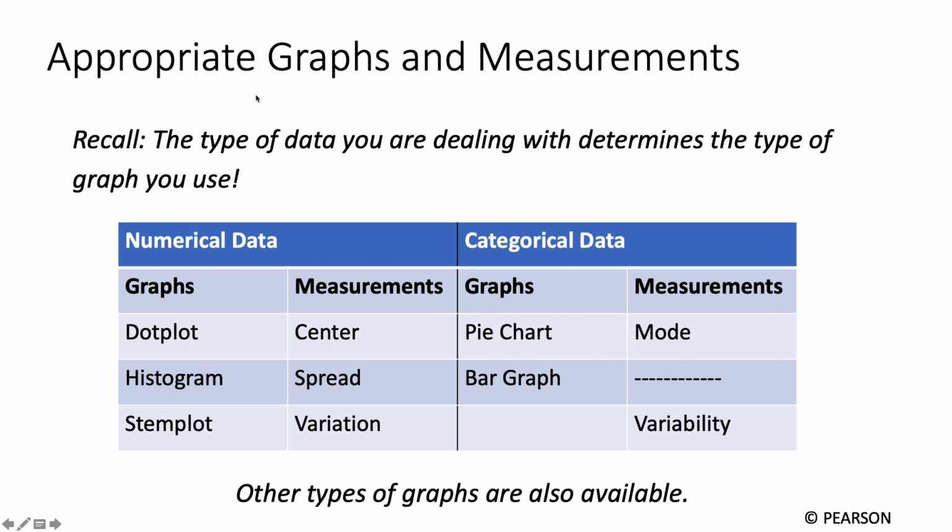When we talk about measurements of the data, in numerical data, you're looking at center, spread, and variation. On the other hand, when you're looking at categorical data, we're going to talk about the mode and variability in the data. Notice there are other types of graphs available, but these are the ones that we're going to focus on.